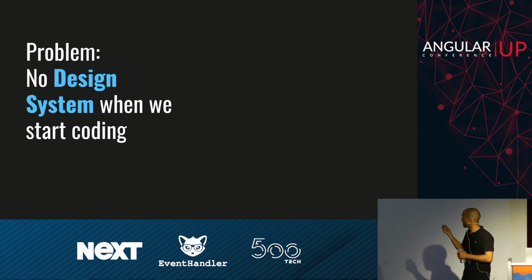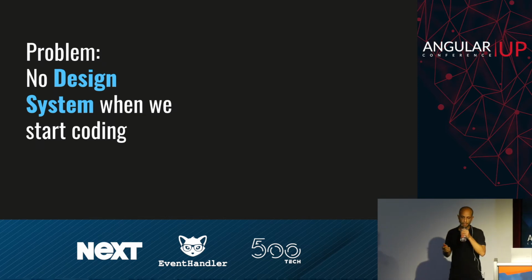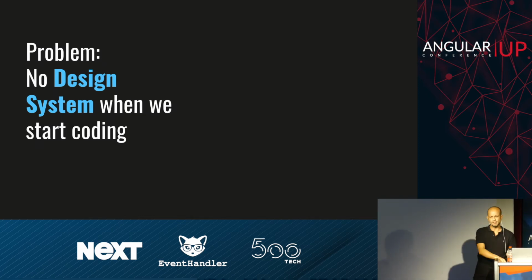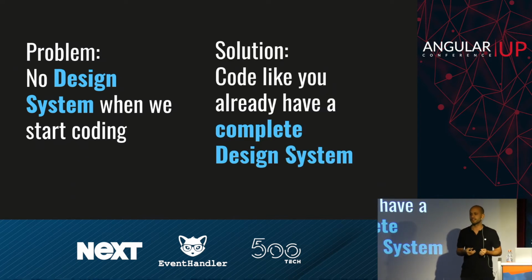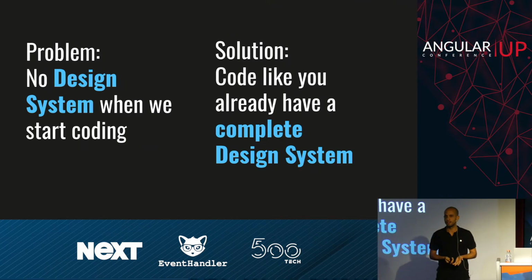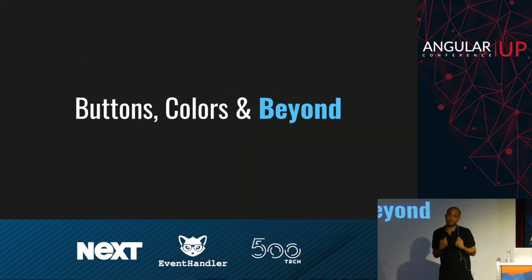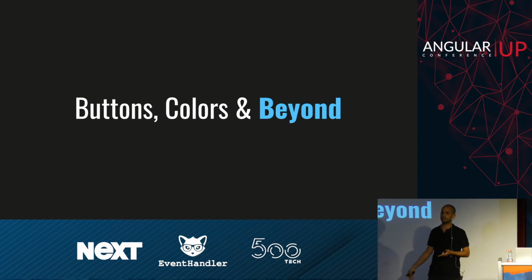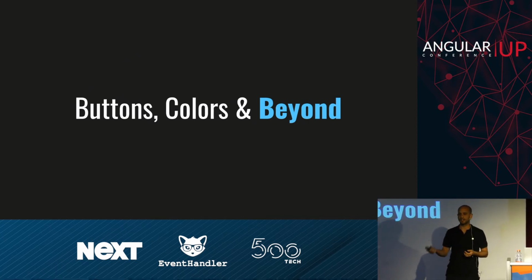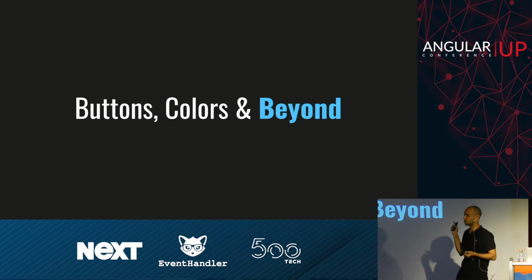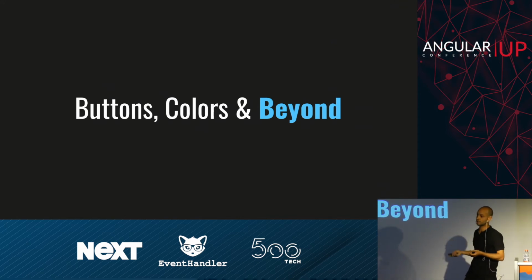And you probably know that when we start coding, most of the time, we won't have the design system completed. But we know how design systems work. So we can code like we have the design system, even if we don't have the design system. And we're going to talk about different guidelines to implement that in practice. Before that, I'm going to say that I'm going to talk mostly about buttons and colors. But these guidelines can be applied to any kind of visual aspect, any kind of components, navigation bars, dialogues, animations, and it can work well also with third-party UI libraries.